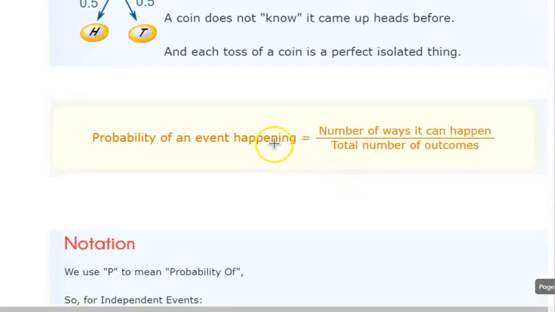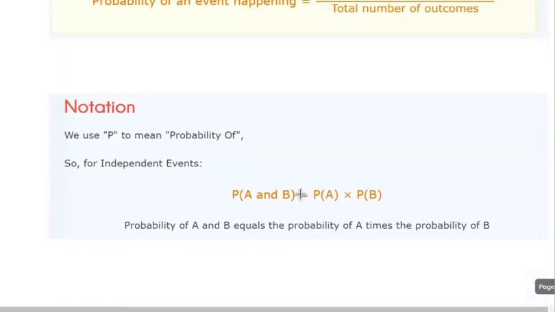As a review, from our second topic, and this would be from previous years, not this class, the probability of an event happening is found by taking the number of ways it can happen and dividing it by the total number of outcomes. The notation we use for probability is a capital P, and then we'll use parentheses for what we want.